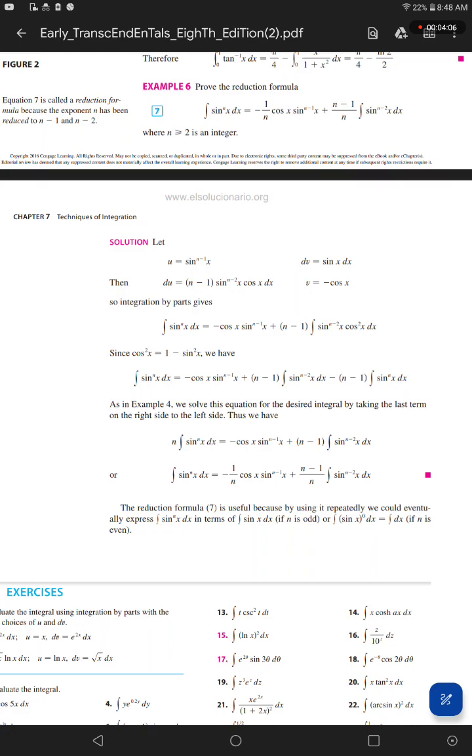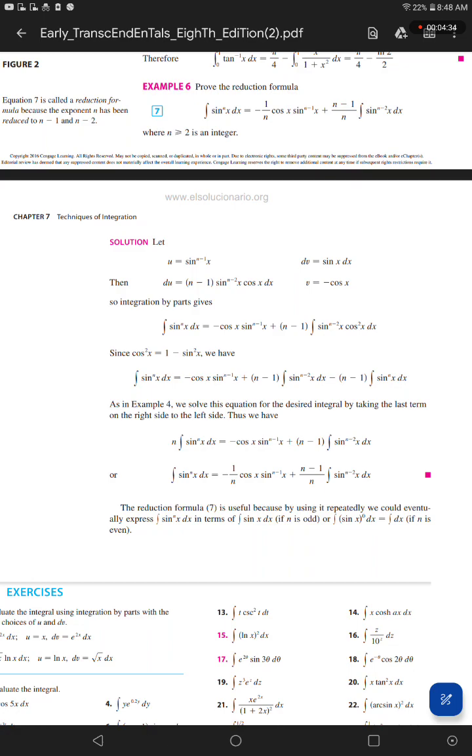or the integral of sine to the power n x dx equals negative 1 over n cosine x sine to the power n minus 1 x plus n minus 1 over n, the integral of sine to the power n minus 2 x dx.